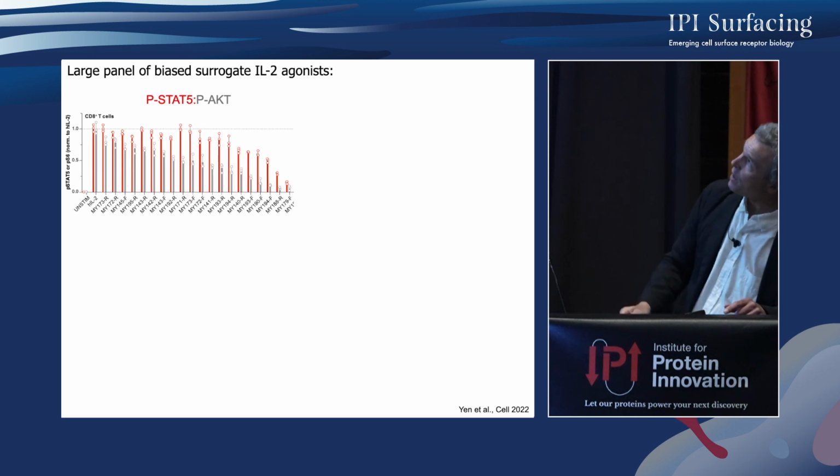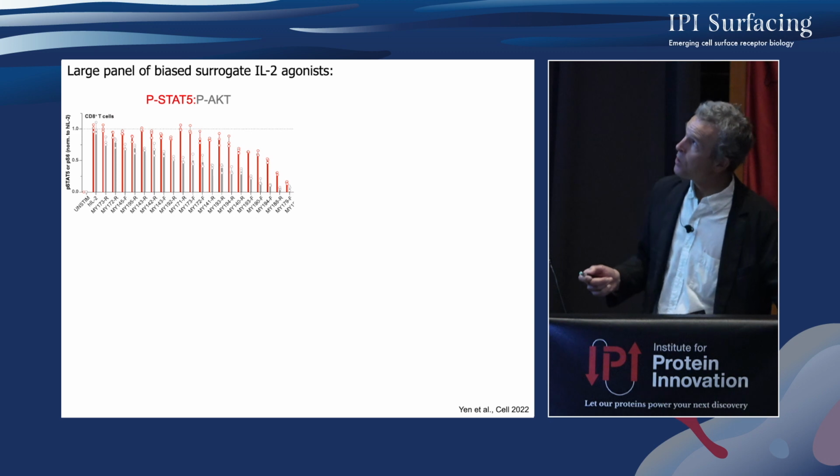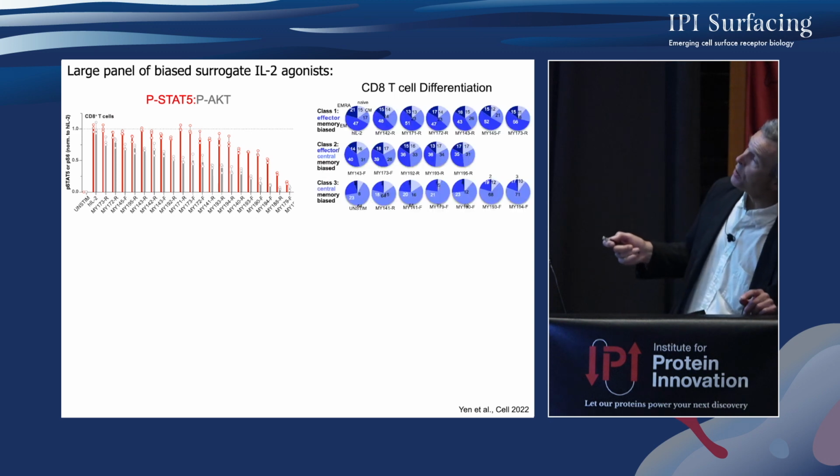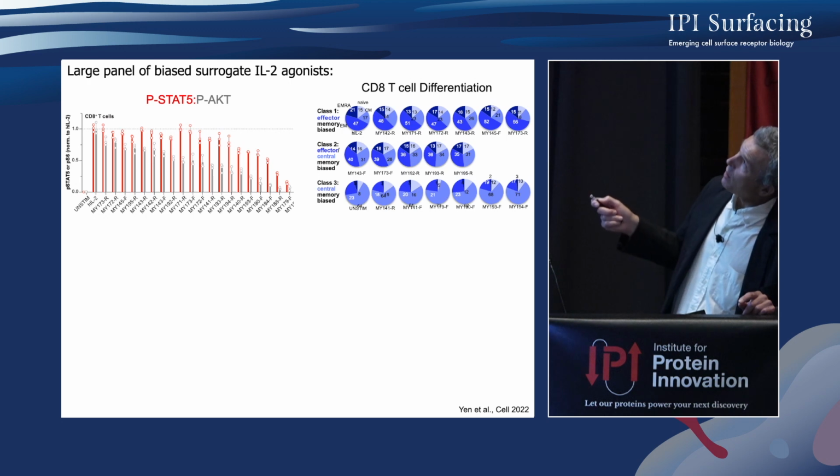And that does manifest in functional differences. So when we replace IL-2 with these surrogate agonists in a T-cell differentiation assay, some of them give an effector memory bias, some an effector central, some a central memory bias.